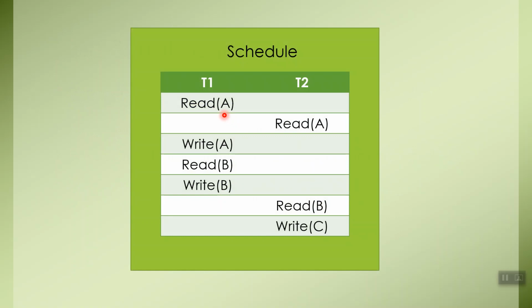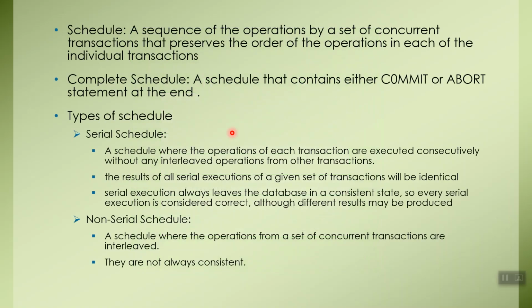So we'll have a look at this example over here. See, one statement of T1 is getting executed, the context switch is happening, and then the rest of the operations of T1 are getting executed. As the context switch is happening, we say that this schedule is a non-serial schedule or a concurrent schedule.